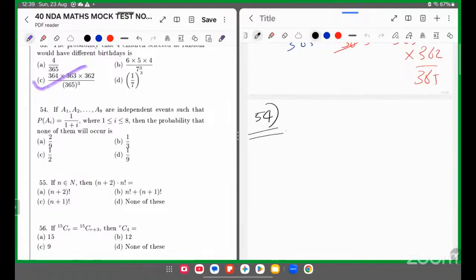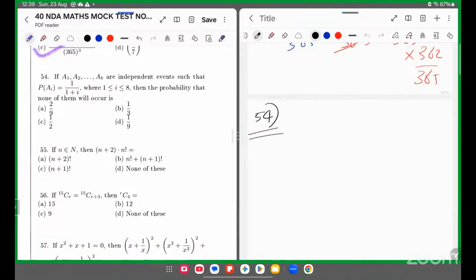Question number 54. If A1, A2, etc., A8 are independent events such that the probability of A I is equal to 1 plus 1 by I, then the probability that none of them will occur is.